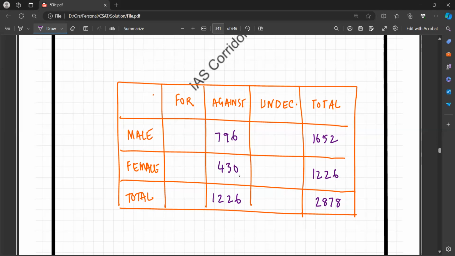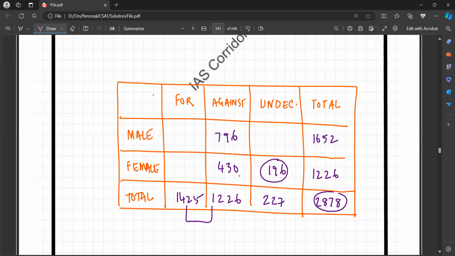1425 persons voted for the proposal. And 196 females were undecided. Now adding these two and subtracting from 2878, we will get 227.